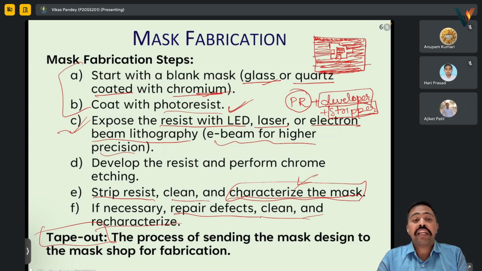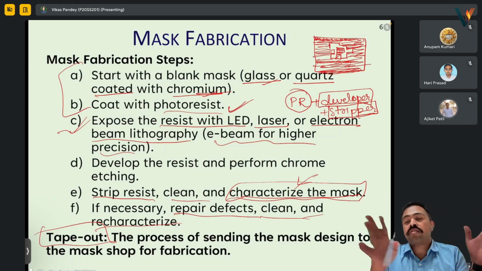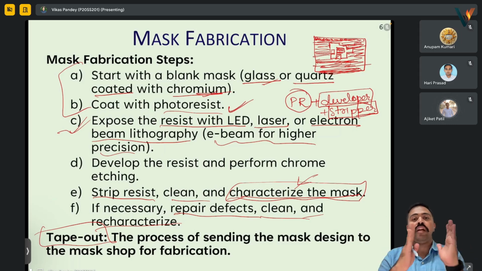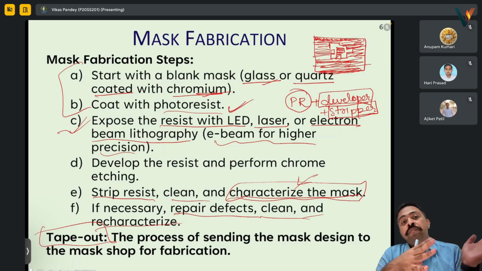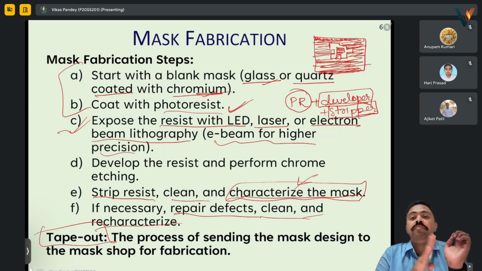But in this case, it is after we have put PR, we have developed, pattern made, then we etch the extra chrome. Now we have our mask ready, but we have an extra layer of PR over it. We don't want this PR because PR is not that smooth, and it will actually stick to our wafer in later stages. So we remove the PR once its work has been done, and that is done using strip.